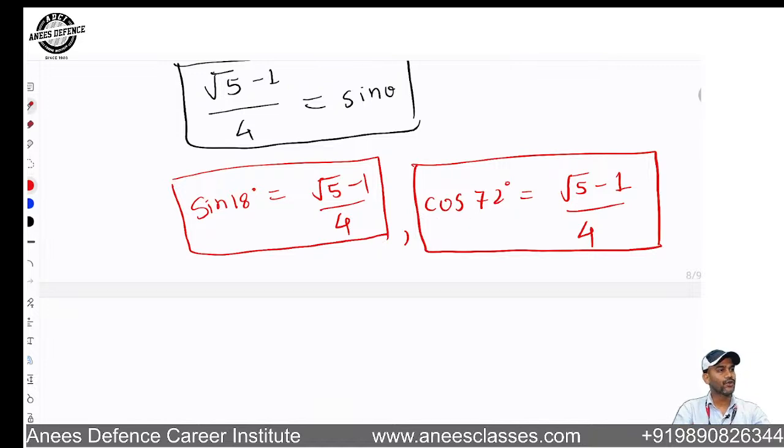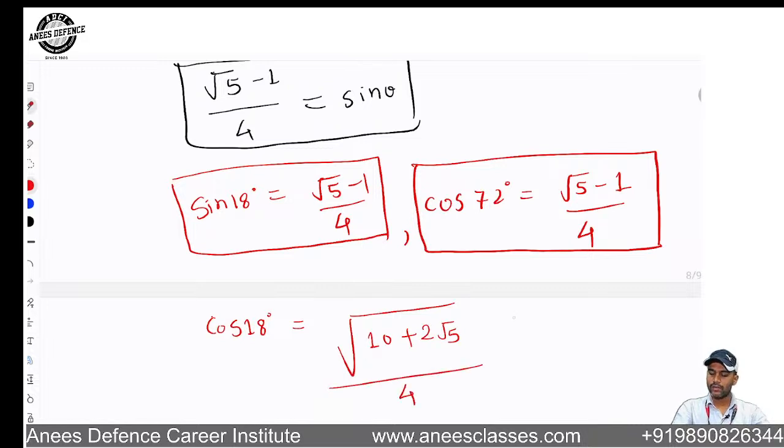Similarly, if you solve cos 18, can anyone tell me what is cos 18? Again, the same thing you can apply. You can apply the cosine formula. Which one? Cos 3 theta is equal to 4 cos cube theta minus 3 cos theta. So the equation will become in cosine. So cos 18 is what? Under root 10 plus 2 root 5 divided by 4. And this would be equal to sine 72. Is there any doubt?